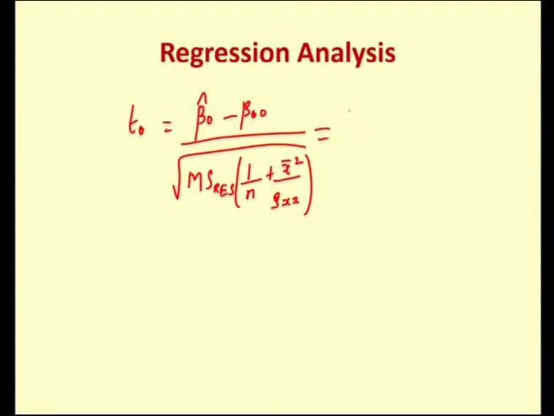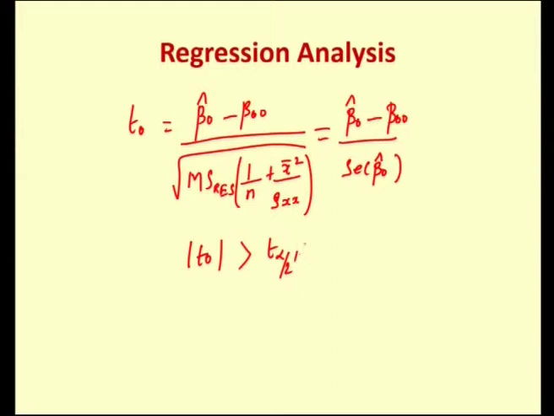So, we can write it as beta naught cap minus beta 0 0 divided by the standard error of beta naught cap. We reject the null hypothesis if the absolute value of t naught is greater than t alpha by 2 for n minus 2 degrees of freedom. Otherwise, we may accept H naught.